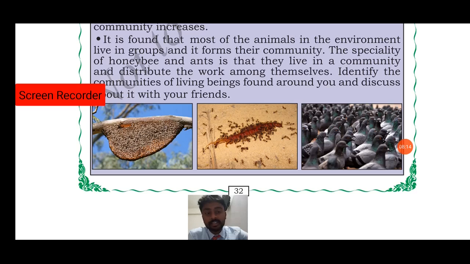That honeybee, they live in a community. The honeybees are alive in a community, and also they survive in a community. They do not survive individually.